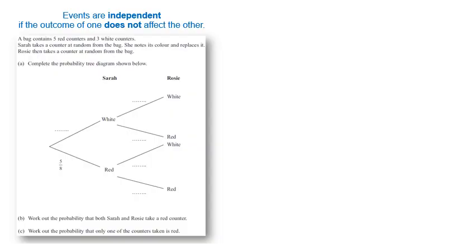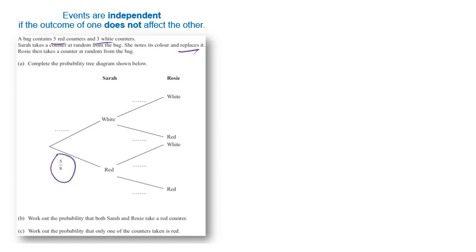In our last lesson, we were looking at probability trees like this with independent events. So the outcome of one event didn't affect what happened next. So here we have 5 red and 3 white counters in a bag. One's taken out and then it's replaced. Then a second one's taken out.